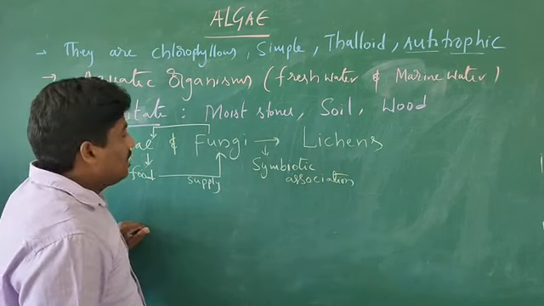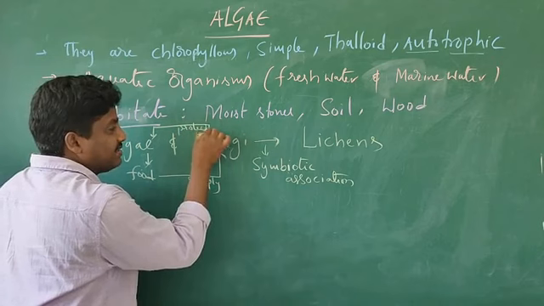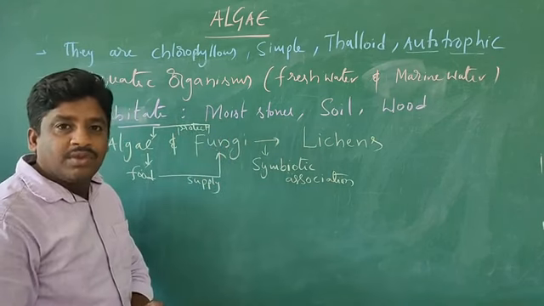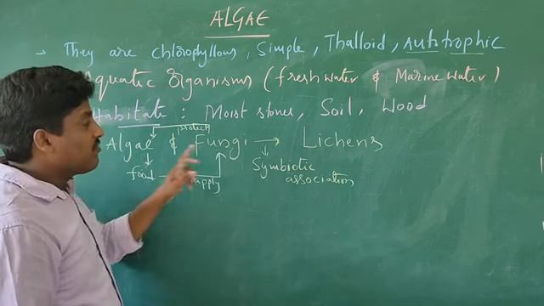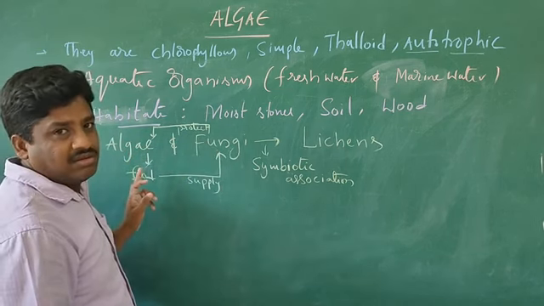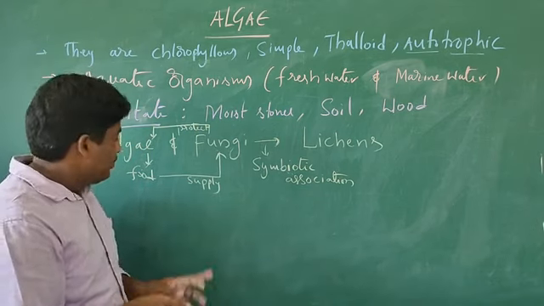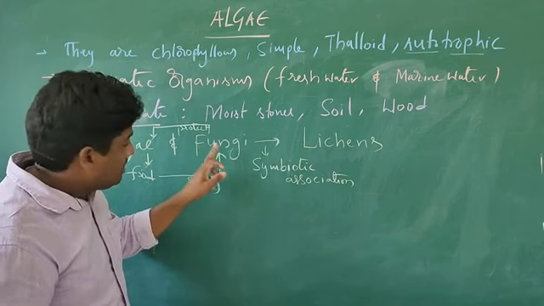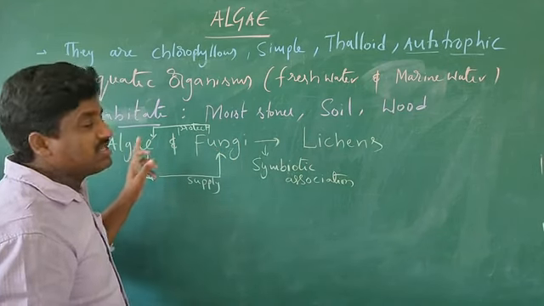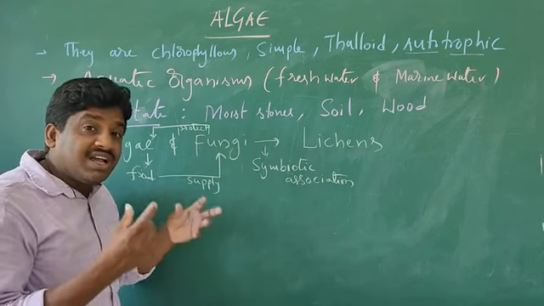The fungi protect, that means shelter. The fungi provide shelter to the algae, so both get benefited. Whenever the food is supplied, the fungi benefit. The fungi provide shelter to the algae, so the algae also benefit. Both are benefited.